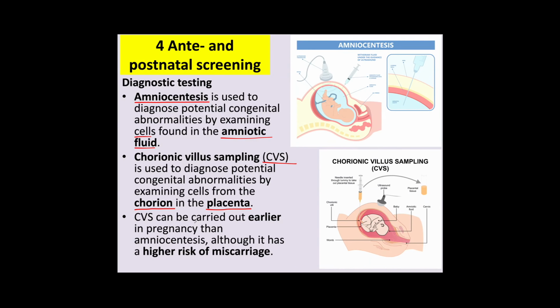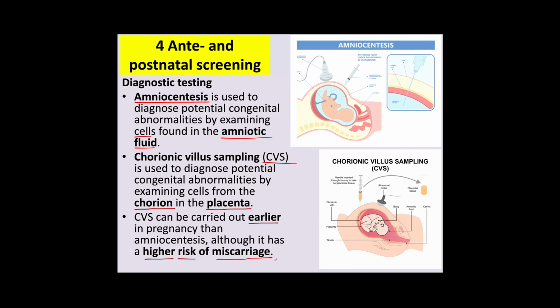Now, CVS is useful because the main advantage is it can be carried out earlier in the pregnancy than amniocentesis can. However, the downside of CVS is it carries a higher risk of miscarriage, okay? And again, this is a really common question in the exam where they'll say, what is the advantage of amnio and the disadvantage? So the advantage for amnio would be, it's got lower risk of miscarriage, but the disadvantage is it's carried out later in pregnancy, and it's vice versa for CVS.